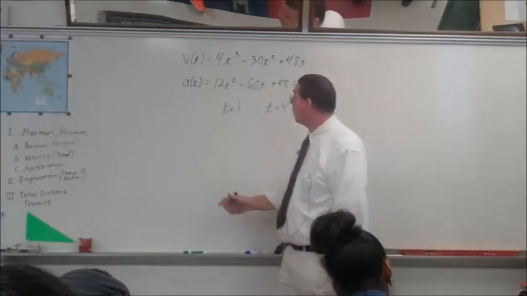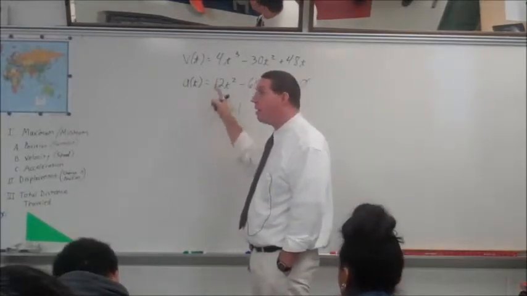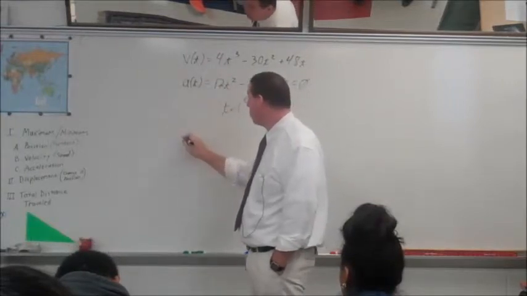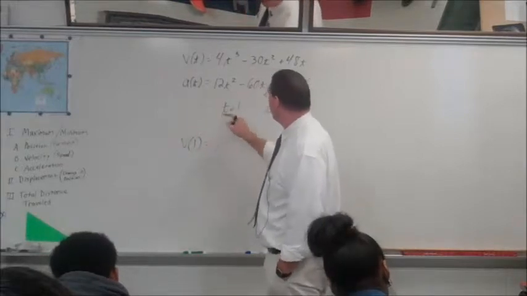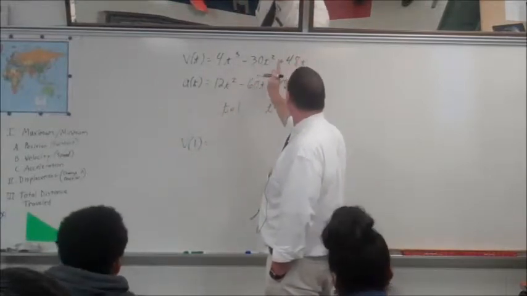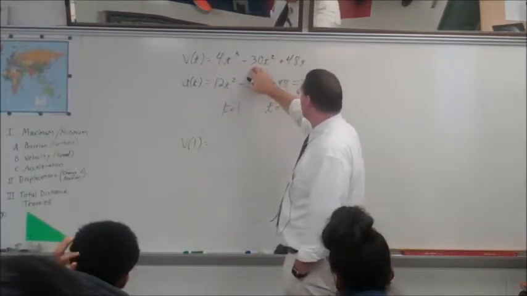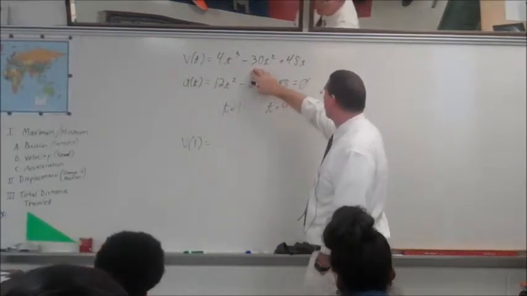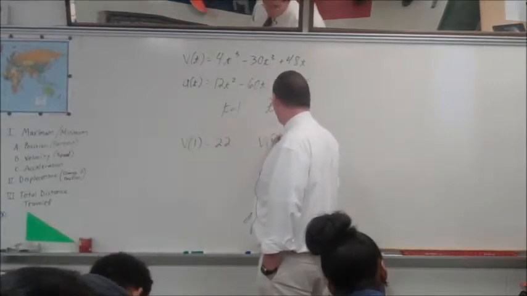So now what do we do? Plug them into what? Into velocity, right? Because we want to know what the maximum velocity and minimum velocity is. So v of 1, and we already found v of 1, didn't we? What was it, like 22 or something? 4 minus 30 is negative 26 plus 48 is 22. And then v of 4.